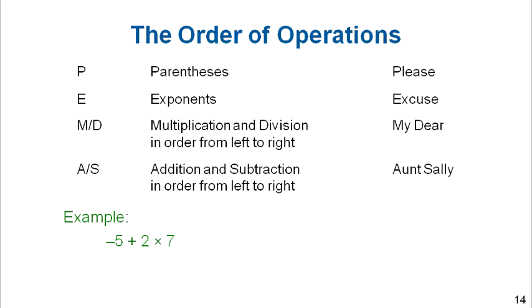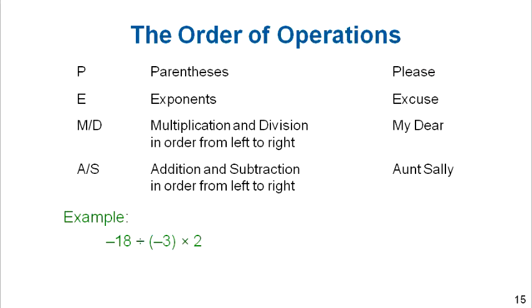Now, let's look at the example you see here. Note that there are no parentheses or exponents in this example, and so we can skip those steps. We do, however, have some multiplication. So, in order to find the correct answer to negative 5 plus 2 times 7, we must start by multiplying 2 times 7. And now, since negative 5 plus 14 is equal to 9, we can say that the final answer to this question is 9.